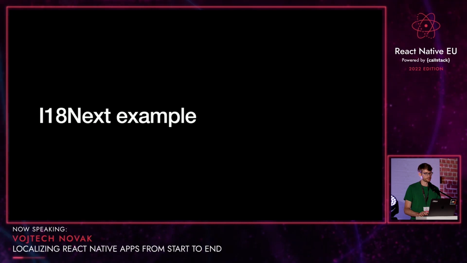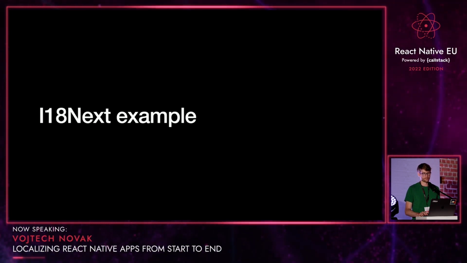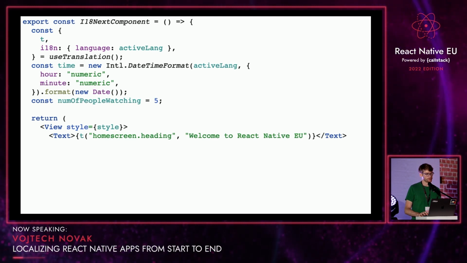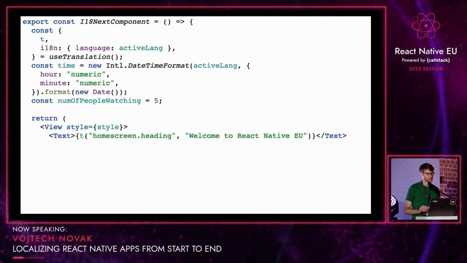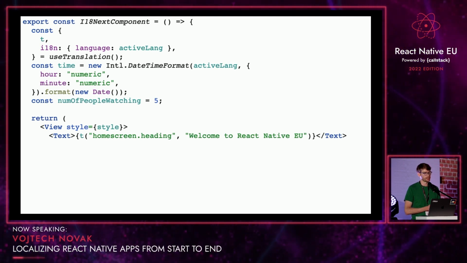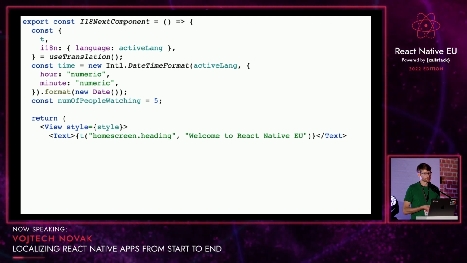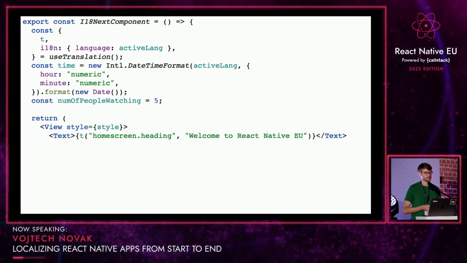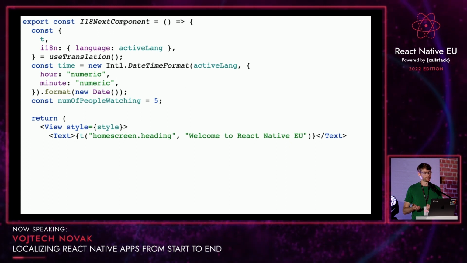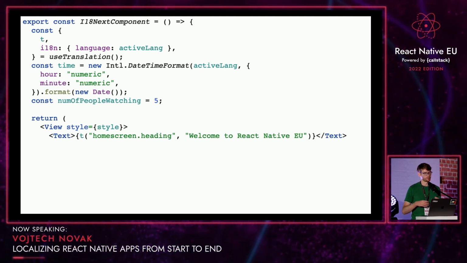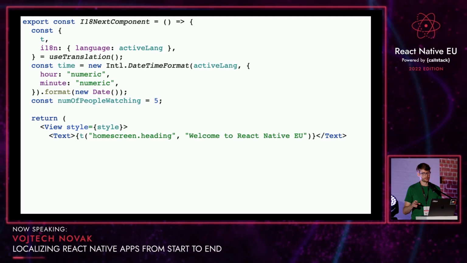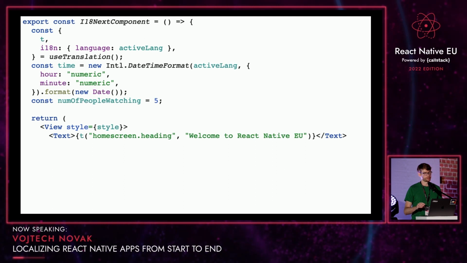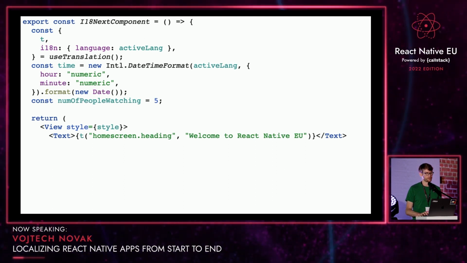And next is the i18next example. Again, the beginning is kind of the same thing. So let's jump straight to the interesting part, which is the text label again. So here I'm calling the T function, and I'm passing 2 parameters. The first one is the message ID, and the second is the default value. So i18next puts more emphasis on using these handwritten translation IDs, whereas FBT is generating these IDs.